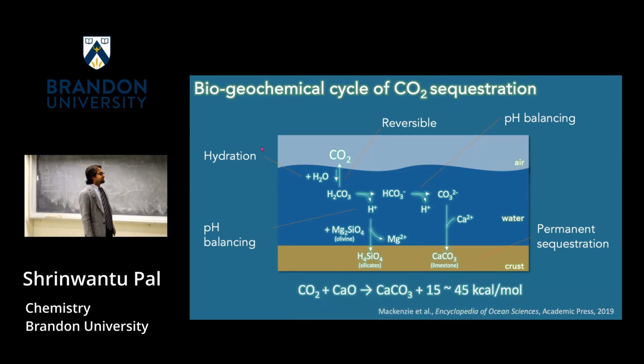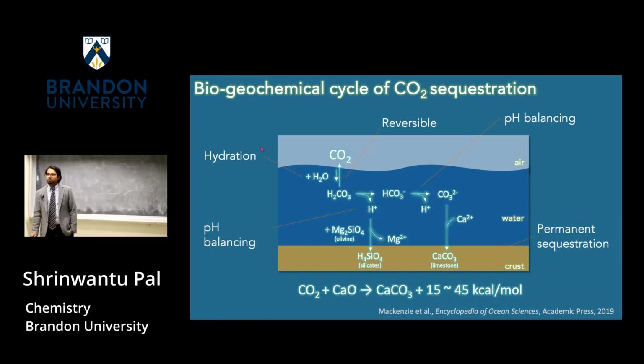That being said, this reaction of converting CO2 with calcium ions in an alkaline phase is a big deal because it not only is permanent, but it also generates a lot of energy. This reaction overall is exothermic, releasing, depending on the mineral formed, 15 to 45 kilocalories per mole of calcium carbonate formed.